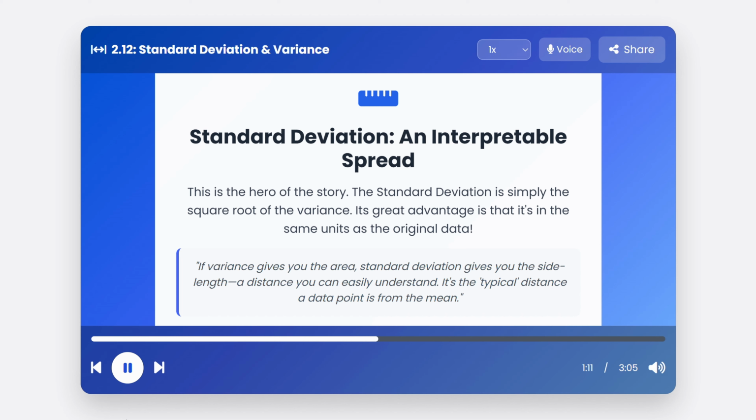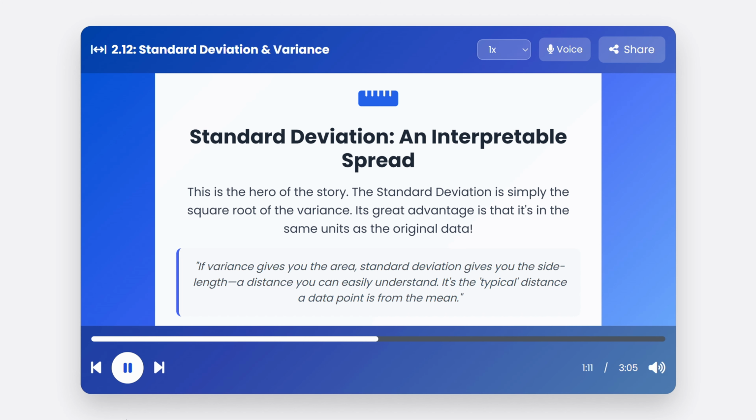This is where our hero, the standard deviation, comes in. The standard deviation is simply the square root of the variance. And by taking the square root, we solve the unit problem. The standard deviation is back in the same units as our original data. It gives us an intuitive number that represents the typical distance any given data point is from the mean. This gives us a very quick way to understand our data.